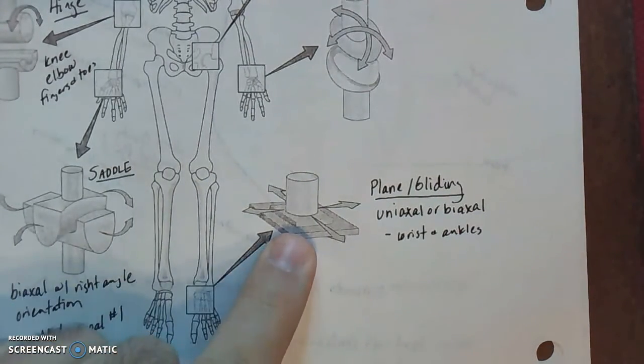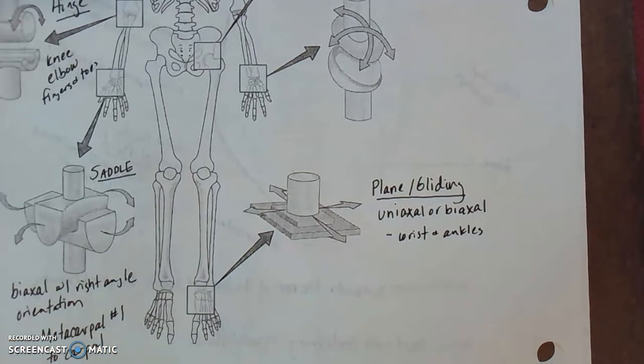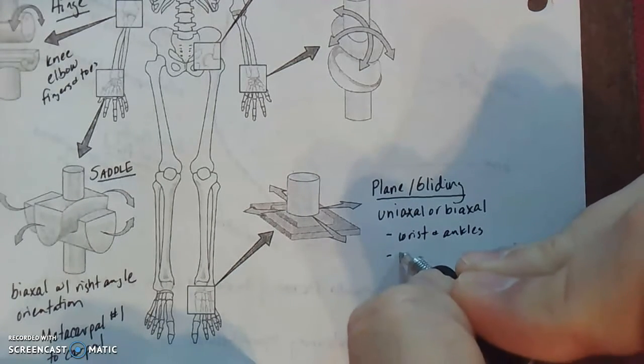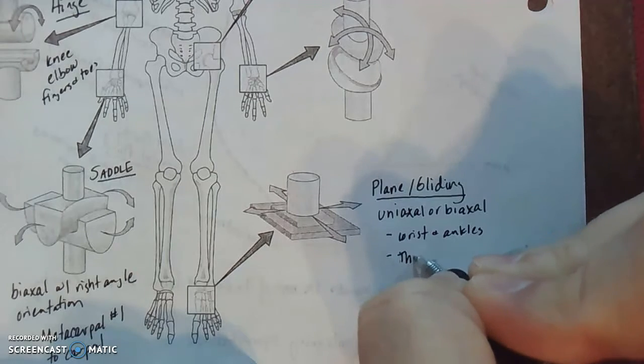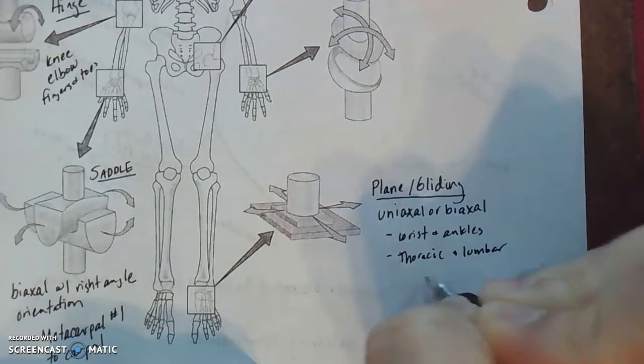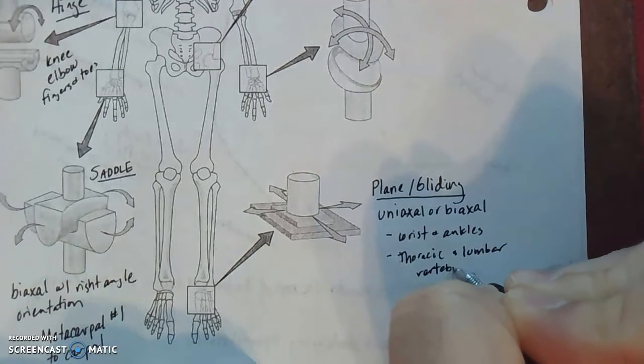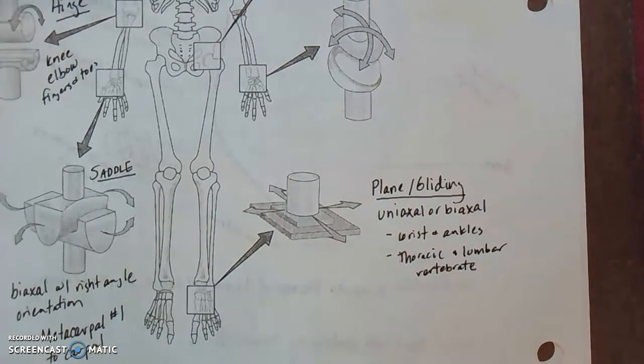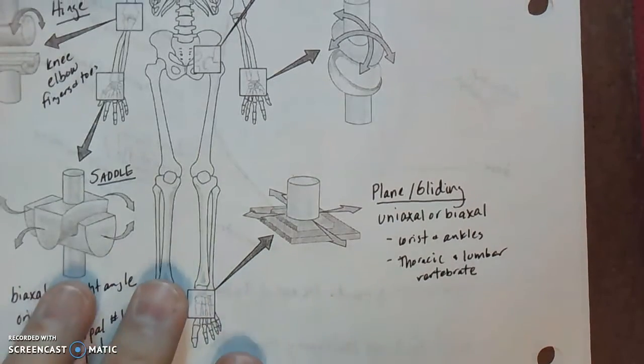We also have limited movement in some of the vertebrae, especially in lumbar, where we can move a little bit. So we can have this in the thoracic and lumbar vertebrae also. So we can't fully rotate like we did with a pivot. So they're kind of like a plane pivot hybrid.